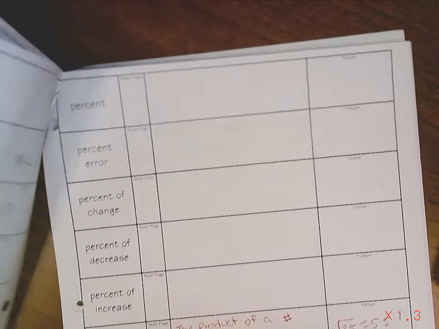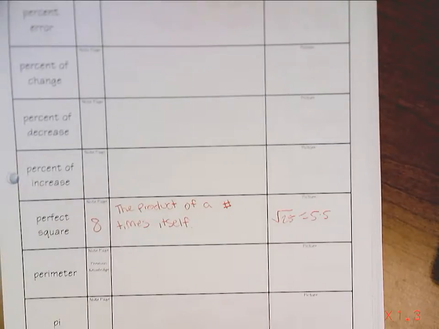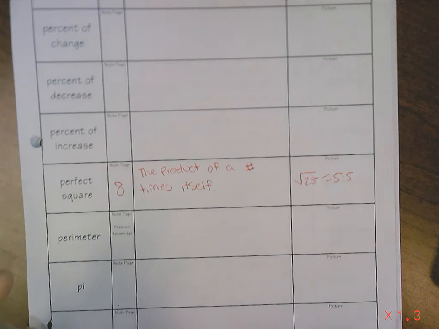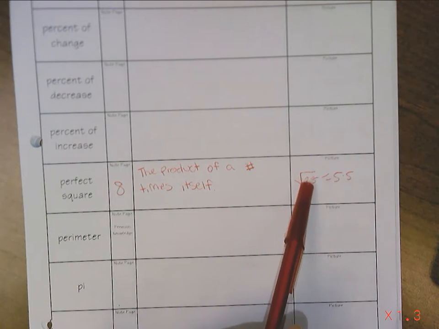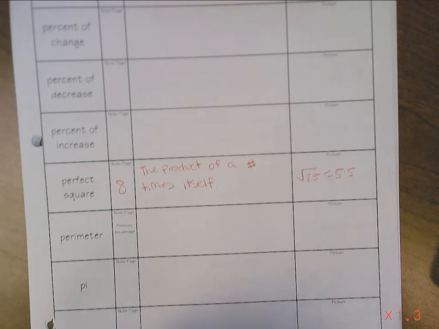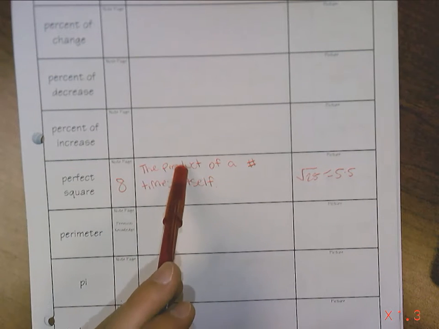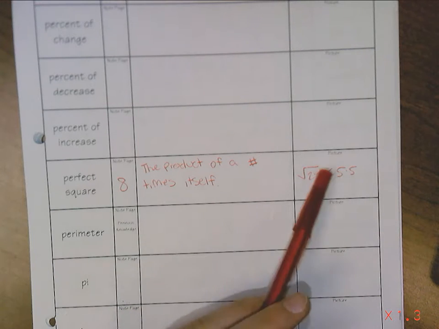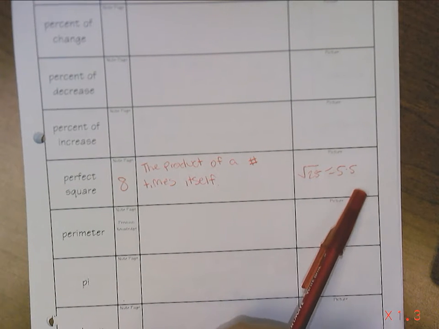Okay, the next one's a few pages over. It's perfect square. In this chapter we're going to be working with square roots. And a perfect square is the product of a number times itself. So for example, the square root of 25 would be 5 times 5. The product needs to multiply, remember? So the product of a number times itself.